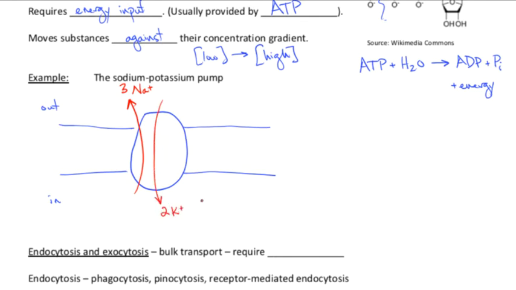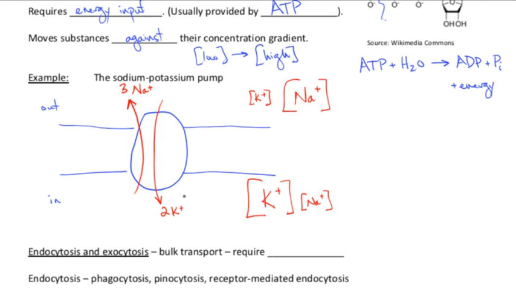And in both cases, that's against their concentration gradients, because sodium is in high concentration outside the cell and in low concentration inside the cell. In contrast, potassium is in high concentration inside the cell and in lower concentration outside the cell. So left to its own devices, sodium would be moving in and potassium would be moving out, but the pump is doing the opposite. It's moving both of them against their concentration gradient. Now, in order to do that, again, energy is required and is provided by ATP.